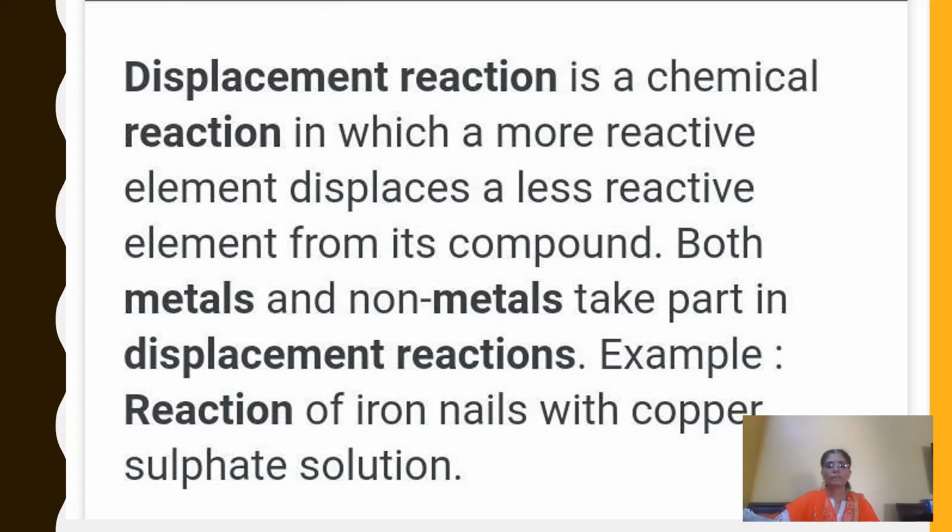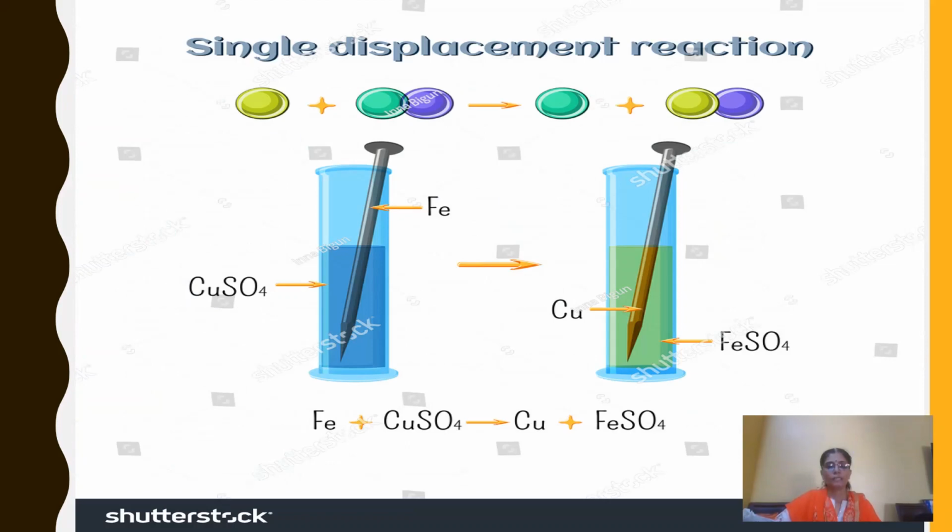For example, reaction of iron nails with copper sulfate solution. This experiment we have learned in 7th standard. When an iron nail is kept in copper sulfate solution for some time, we can see the color of the solution change, as well as a reddish brown coating on the surface of the iron nail. What is the reason for this?